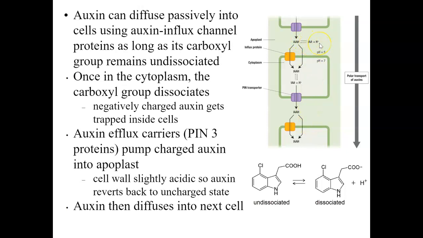So the cell wall is acidic, auxin picks up a proton, is not acidic anymore, and gets influxed into the cell without using any energy. It loses a proton in the cytoplasm, becomes acidic, and gets trapped. It has to move by efflux proteins, our PIN3 protein, using energy against its concentration gradient, back into the cell wall, and then it repeats the cycle. Influx, efflux, influx, efflux, over and over again. That's how we transport auxin from one cell to the next. So let's see why we're doing this.